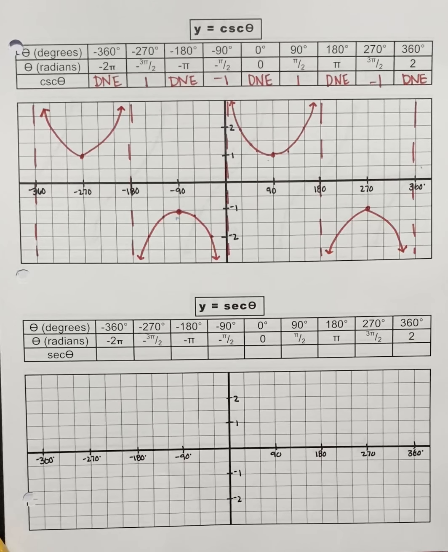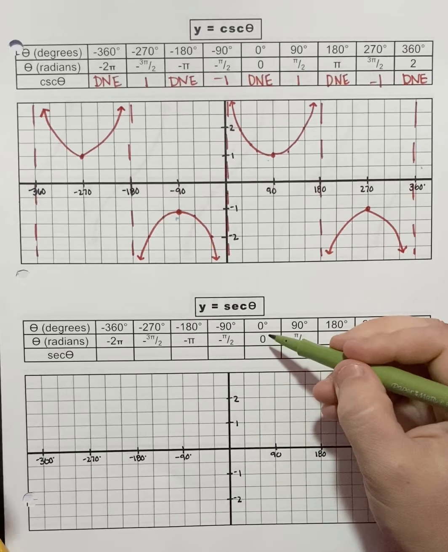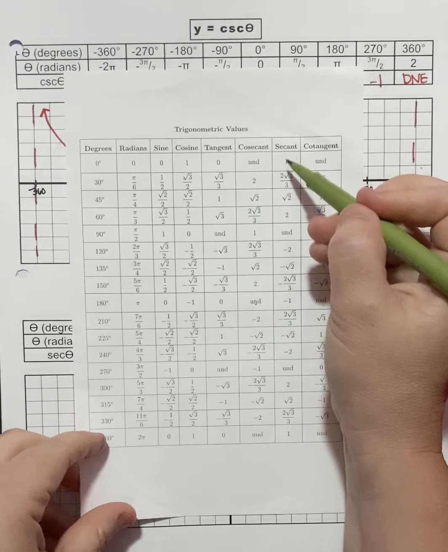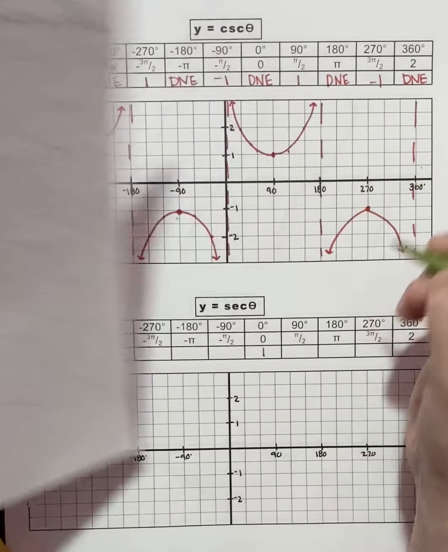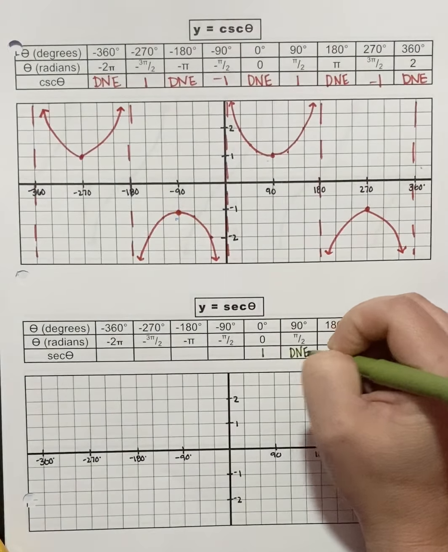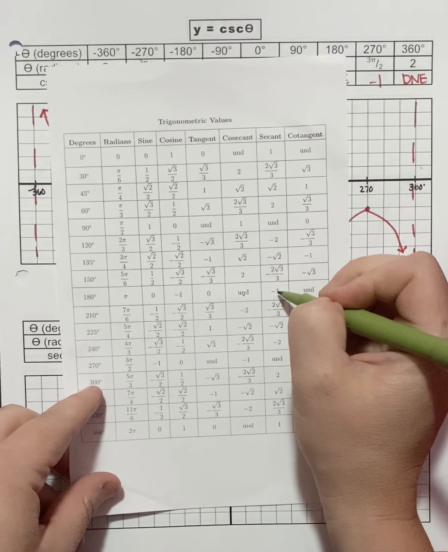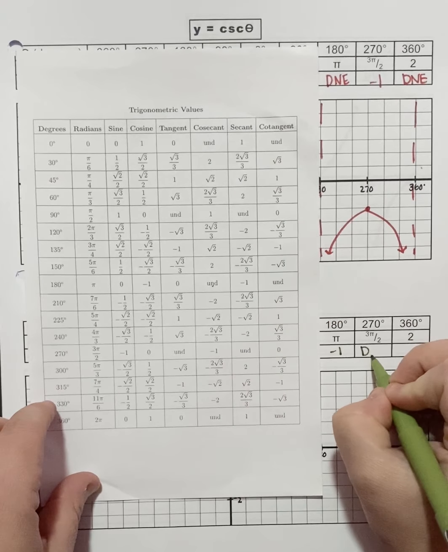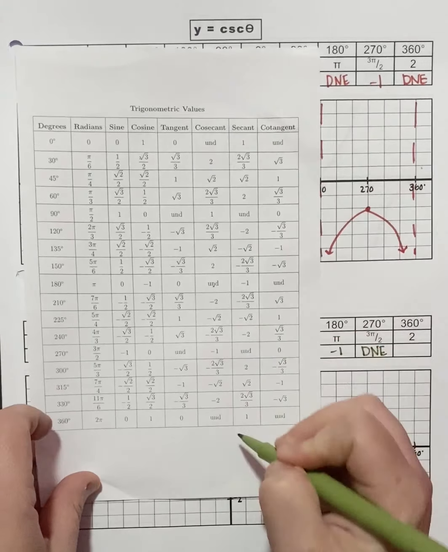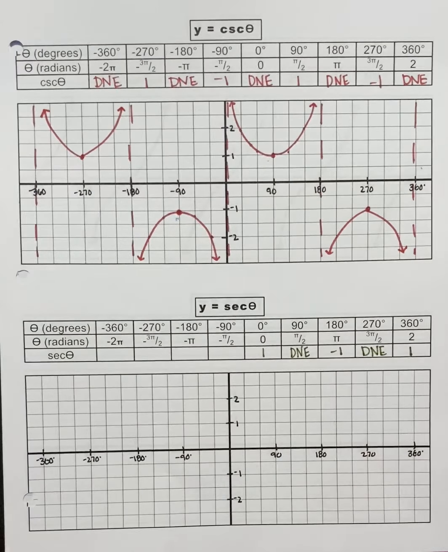All right, now let's look at the graph of secant. If I'm graphing secant, I'm still going to start at the 0 right here, and I'm going to use my chart to get to my solution. So here's secant. The secant of 0 is 1. The secant of 90 is undefined, so that does not exist. The secant of 180 is negative 1. The secant of 270 is undefined, so that does not exist. And the secant of 360 all the way down here at the bottom is positive 1.